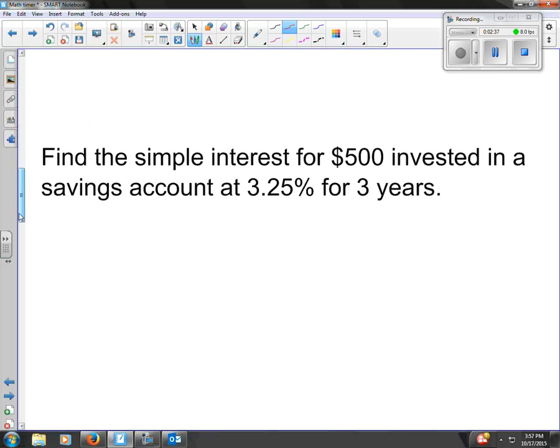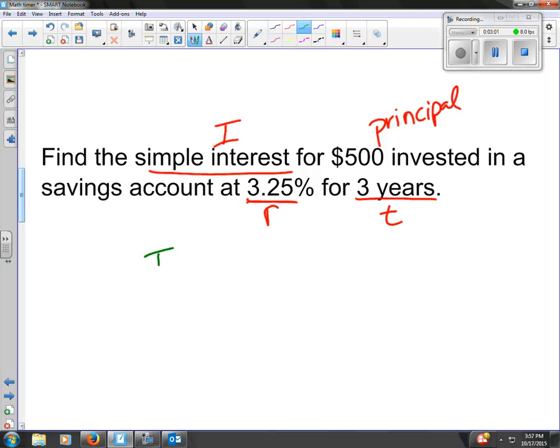Okay, so this is the formula. So let's try one. Okay, find the simple interest. Okay, that's the I in the formula for $500. $500 invested, so that's your principal. That's the amount you originally invested in a savings account for 3.25%. That's your rate. For 3 years, that's your time. Okay, so we write the formula. I equals P times R times T.